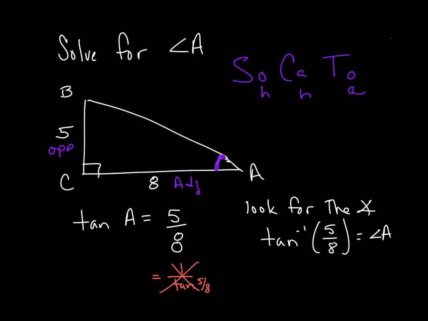So if I plug that into my calculator, you're going to go ahead and get that the measure of angle A is equal to 32.005 degrees.